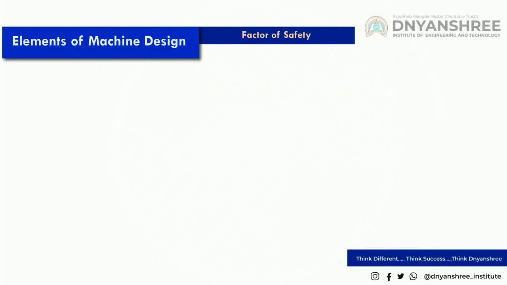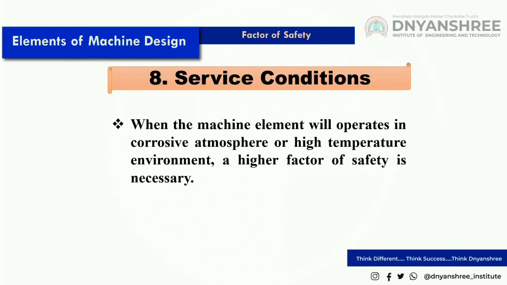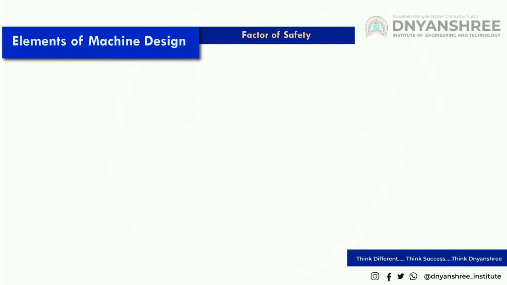Then the eighth factor is service conditions. When a machine element will operate in a corrosive atmosphere or a high temperature environment, a higher factor of safety is necessary. So if your machine component is operating in a corrosive atmosphere or high temperature environment, then you should select a higher factor of safety for that type of environment.